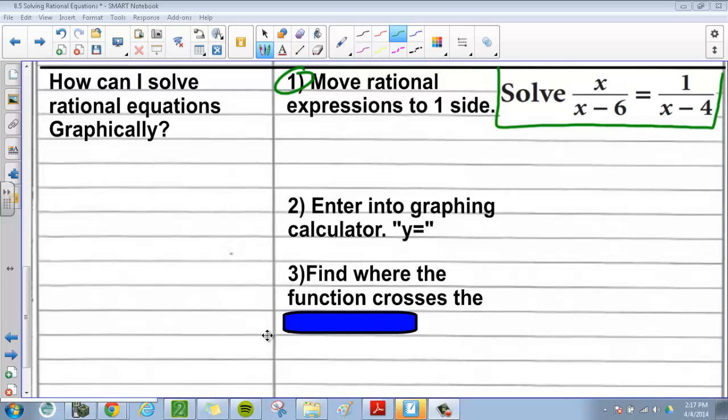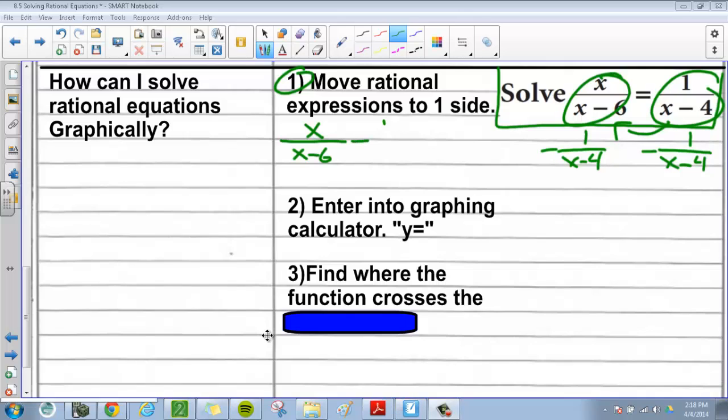So you just got to choose which side. I like to choose the left side, so I got to move everything to the other side. I already have this on this side, so I'll start with x over x minus 6. We need to move this to this side, and to do that we'll just subtract 1 over x minus 4. If you subtract 1 over x minus 4 from both sides, then you'll have it on the other side. So we have minus 1 over x minus 4, and that's equal to 0.